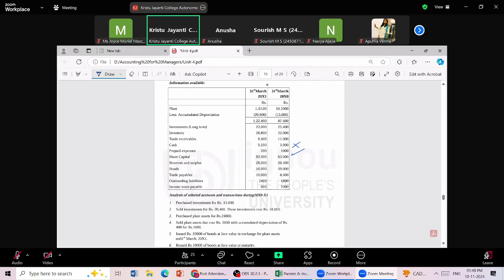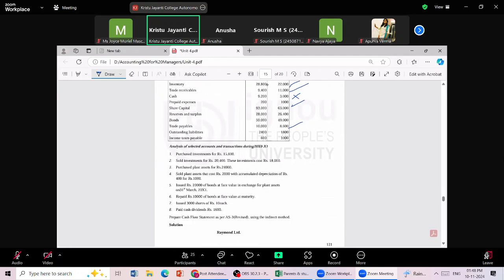So prepaid expenses you will record, then you record inventory, then you record trade payables. Then trade receivable and trade payable. Whatever changes happen, whether there is an increase or decrease, accordingly we will do. Now see here, the first one is inventory. Earlier the inventory was 22,000 and in the current year it was 28,800. So what happened, there is an increase in the inventory.